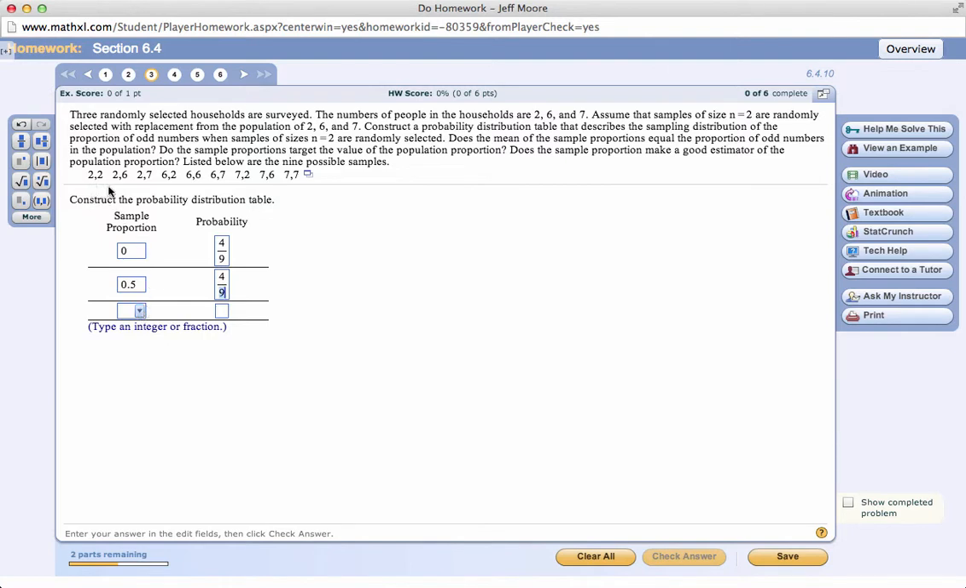And then we have a case where both of the values in the sample are odd. That's with the 7 and the 7. So that's 100%, or from a proportion standpoint, a proportion of 1, and that happens 1 out of 9 times.